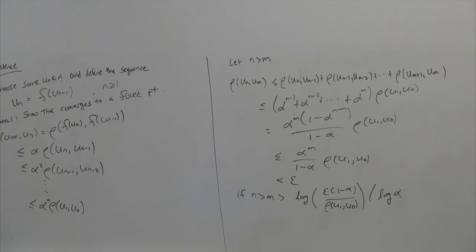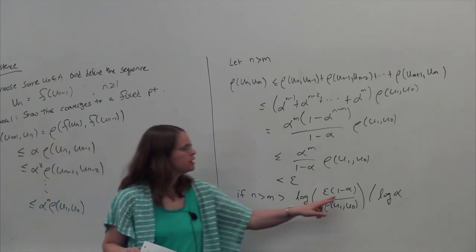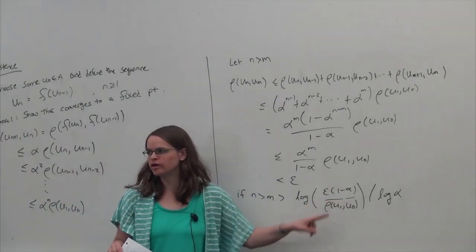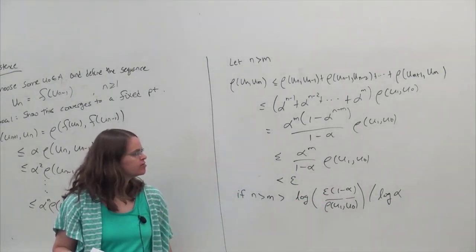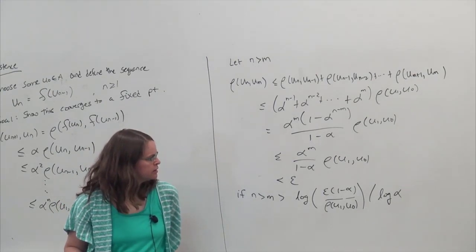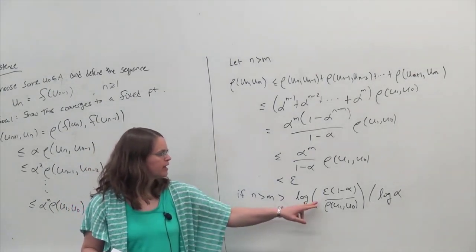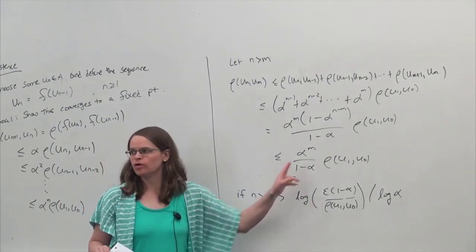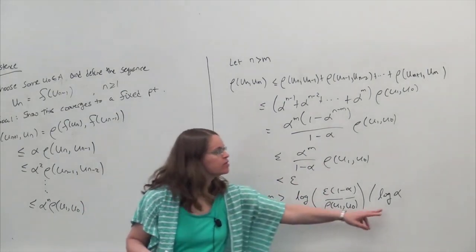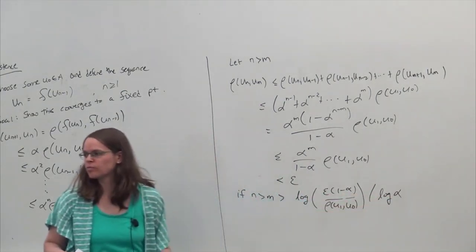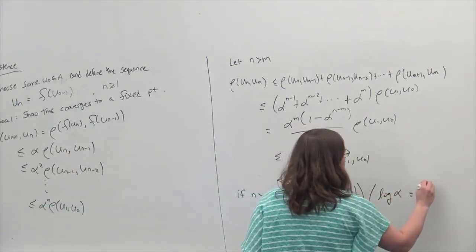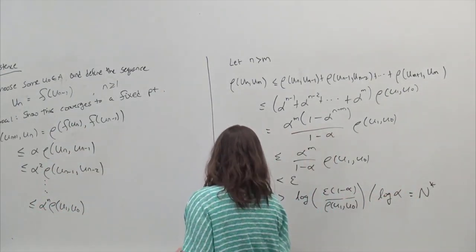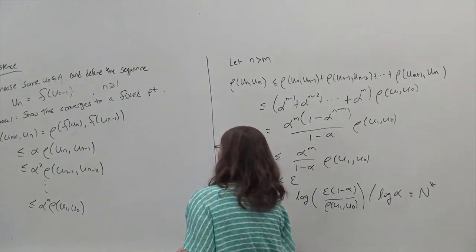Again, that's a perfectly well-defined quantity because everything in here is positive. As things get small, this logarithm will give me a negative value, but this will also give me a negative value. So it's a positive number, and this becomes my n star. So we've just written down that actually we have a Cauchy sequence.